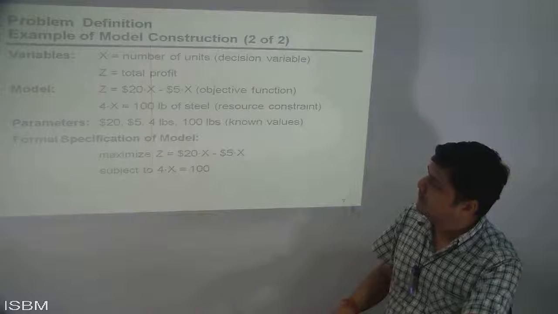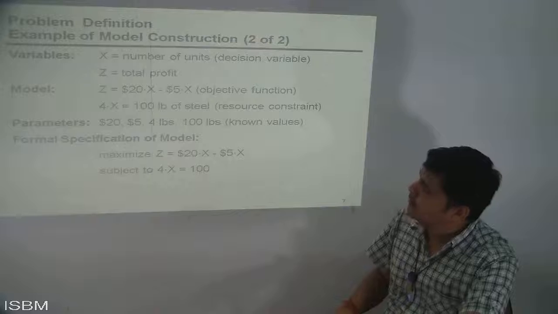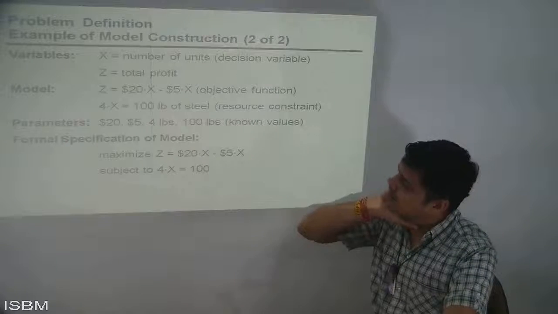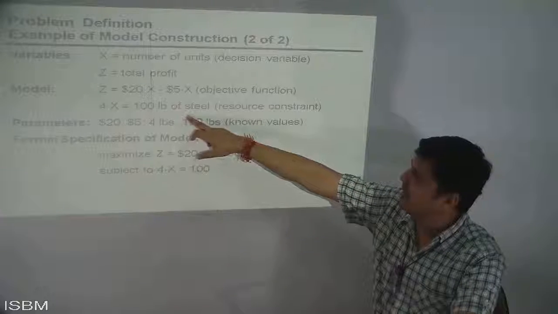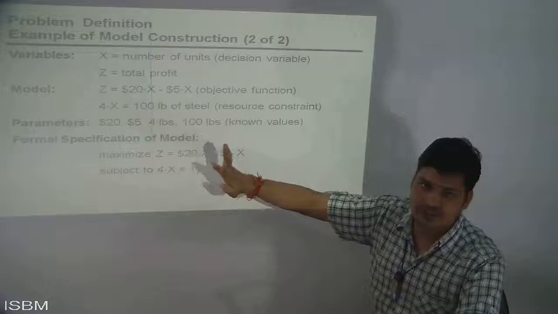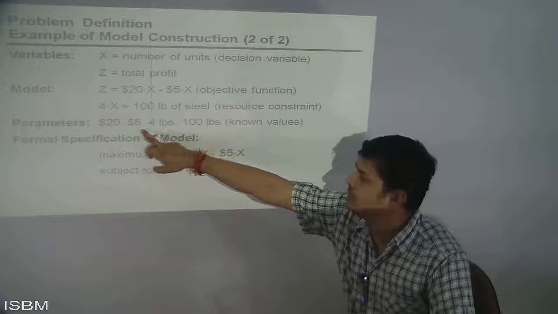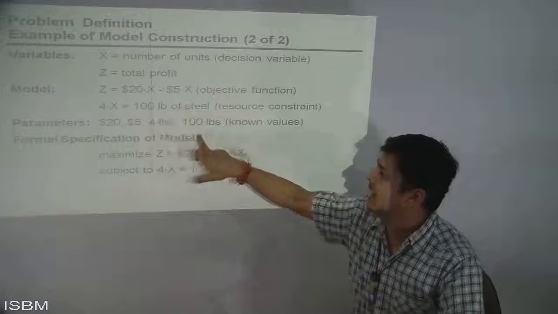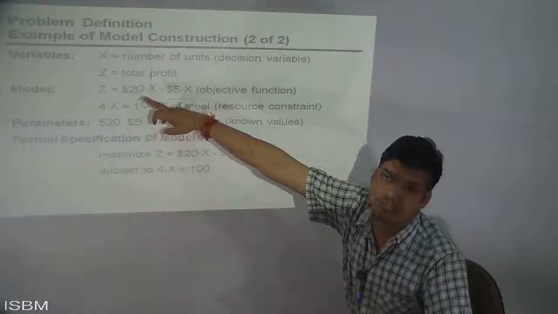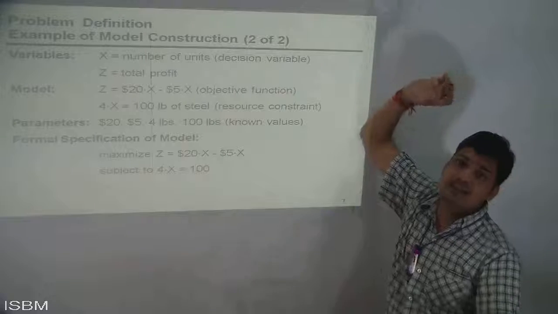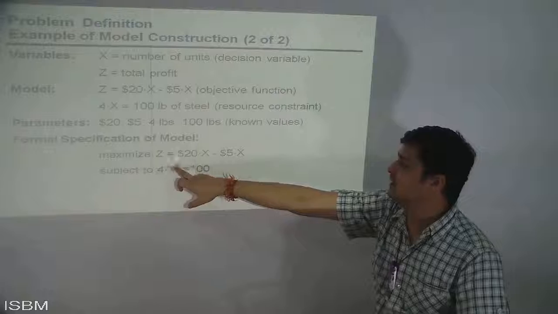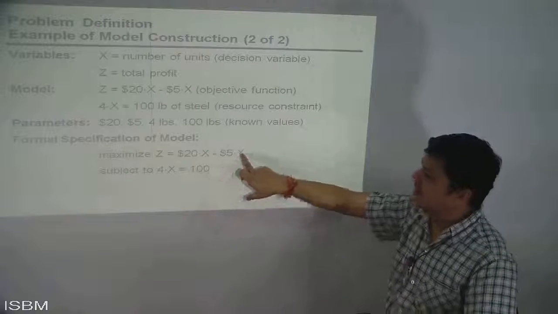You are selling the product at $20 and the product cost is $5. And 4x for 100 lb of steel is the resource constraint. So we have used 4 parameters here: $20, $5, 4 lbs and 100 lbs. Then the formula is specified in the model. Z is the profit; we have seen Z in the LPP, linear programming problem. Z is the total profit, so the total profit is equal to 20x minus 5x.